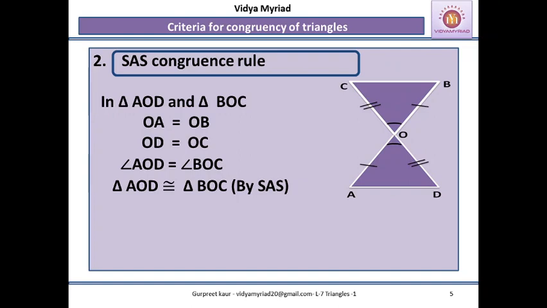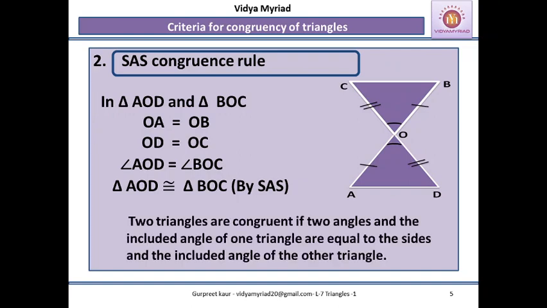If you see the triangle, side, angle, side, that is why it is known as SAS. Two triangles are congruent if two sides and the included angle of one triangle are equal to the two sides and the included angle of the other triangle. So the angle should be in between the 2 sides, only then the property will become SAS.